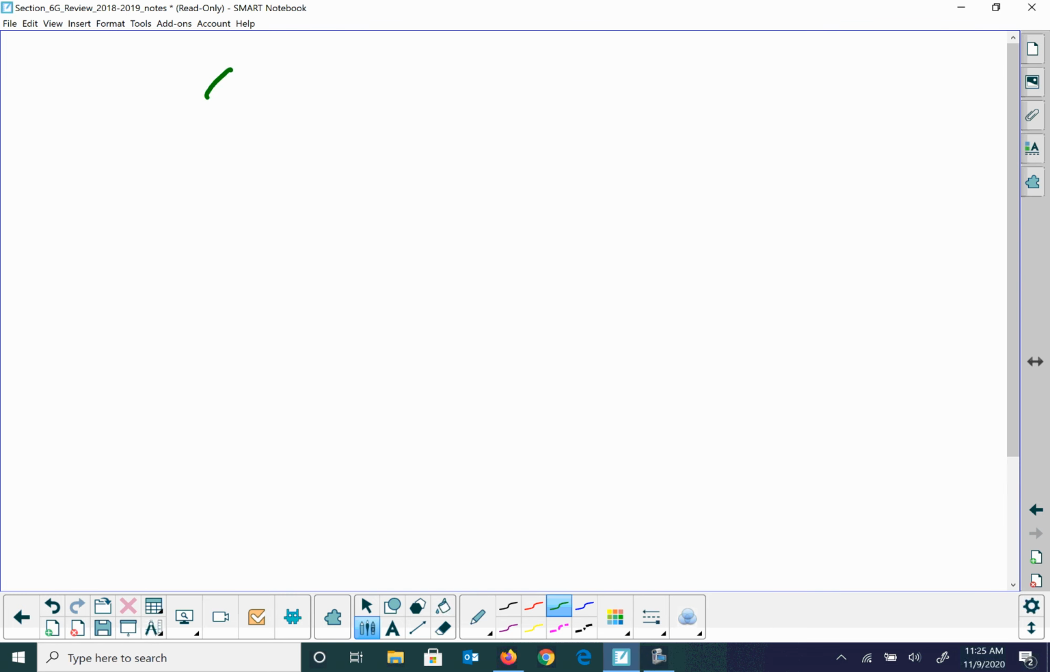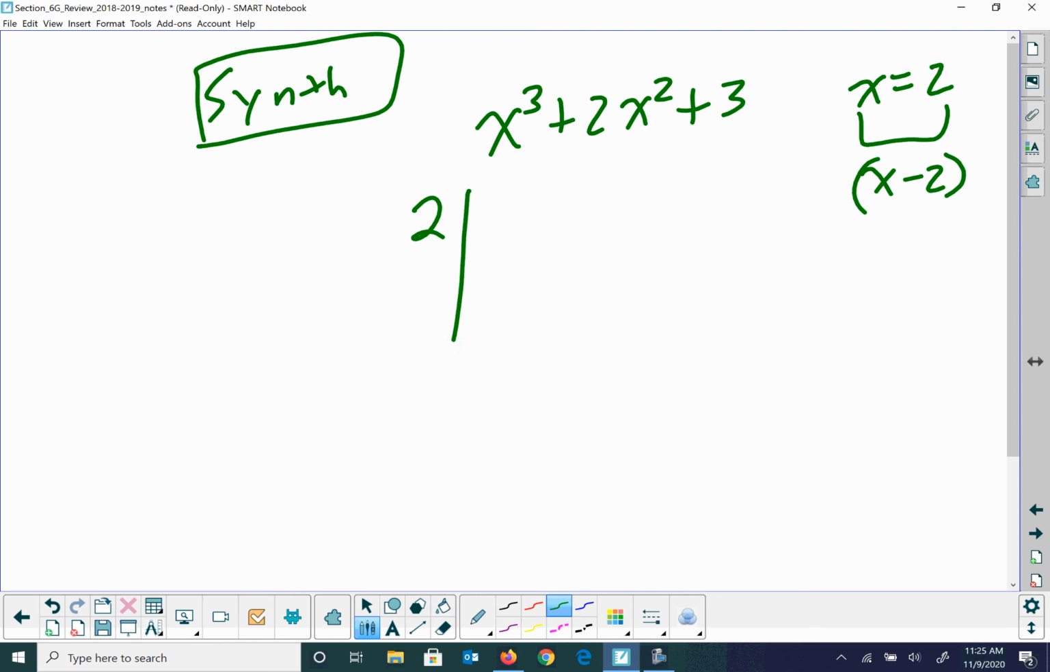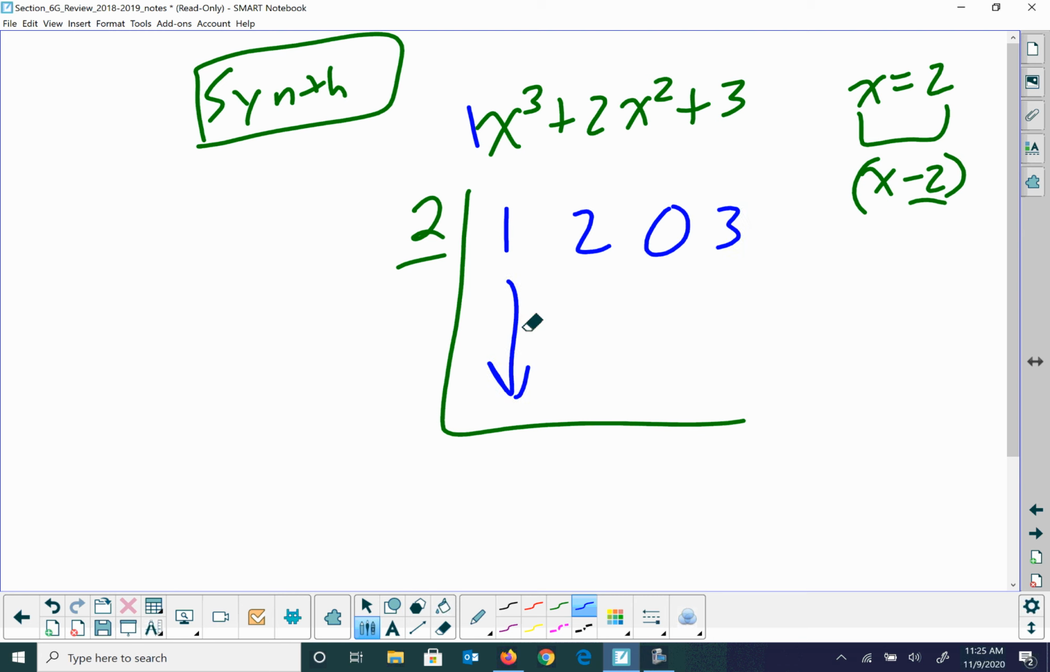Okay, so let's do a synthetic division first, or synthetic substitution. So let's say we had x to the third plus 2x squared plus 3, and we wanted to use synthetic substitution with this. So first thing we have to do is recognize that that's minus 2, so it means I'm going to divide by that 2. That 2 and that 2 are the same. We're going to take our lead coefficients. Make sure you put a 0 in if you have any blanks. Bring the first term straight down.